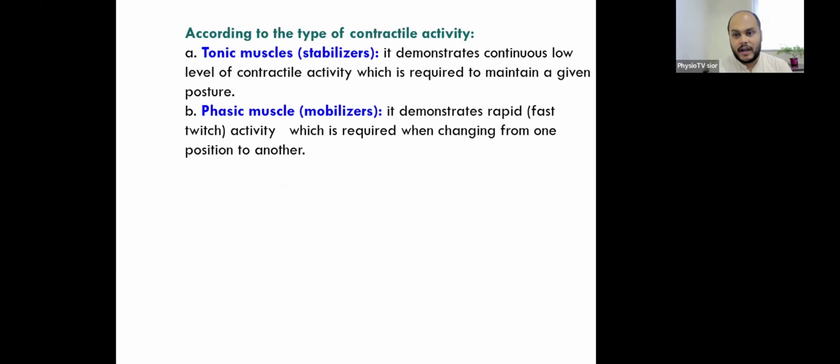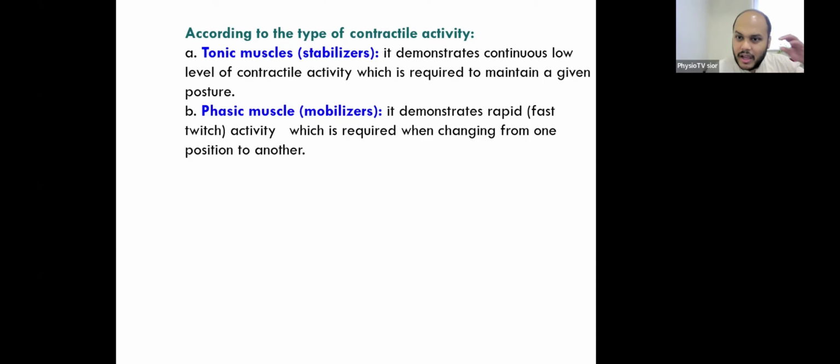The next type of classification depends upon the contractile activity that a muscle gives. There are basically two major aspects to it. One is tonic and the other one is phasic. A tonic muscle is predominantly called a stabilizer. What do I mean by stabilizer? It demonstrates a continuous low level of contractile activity.